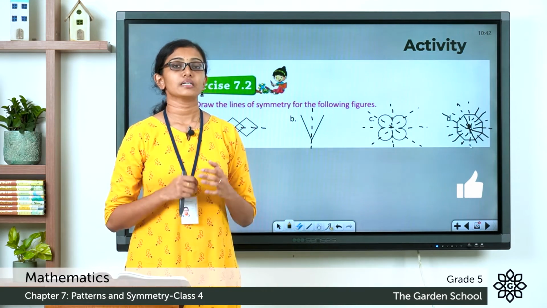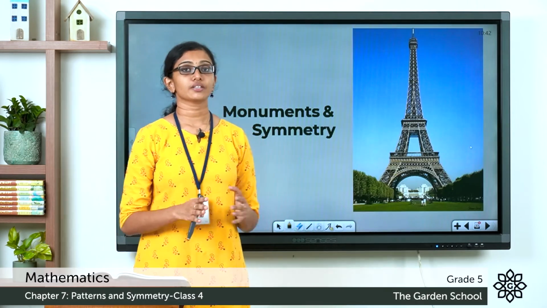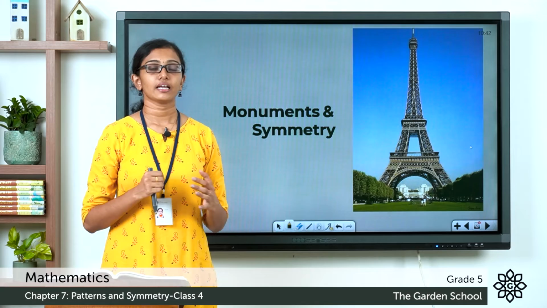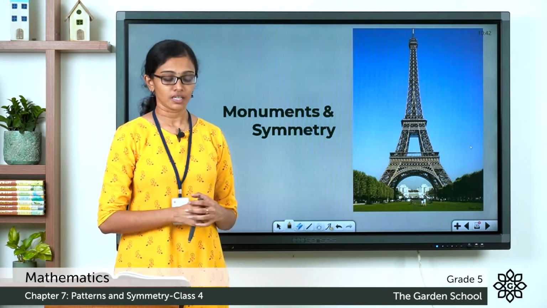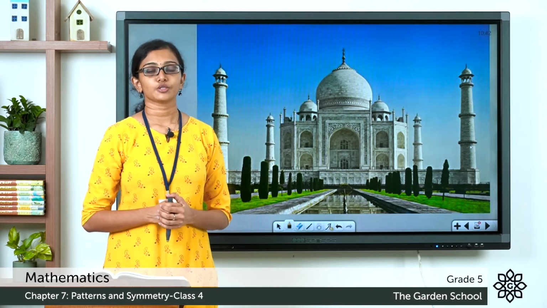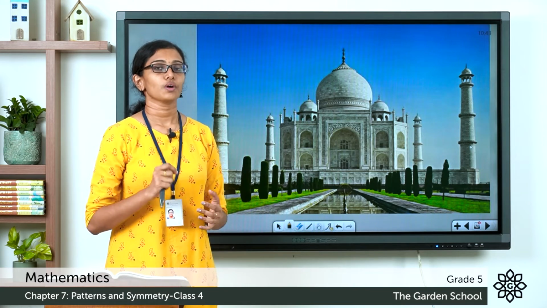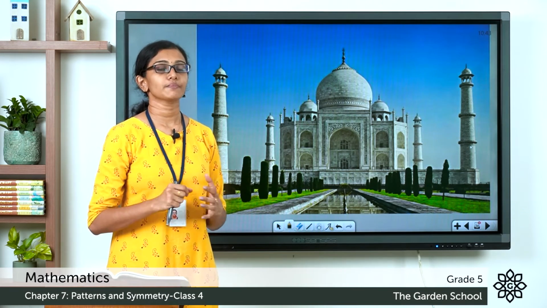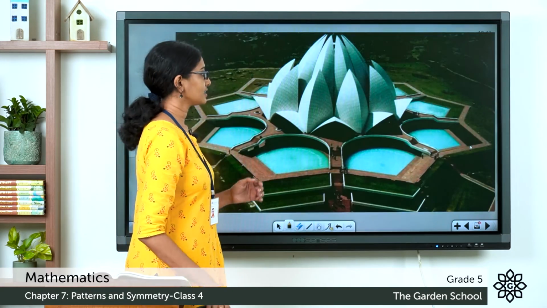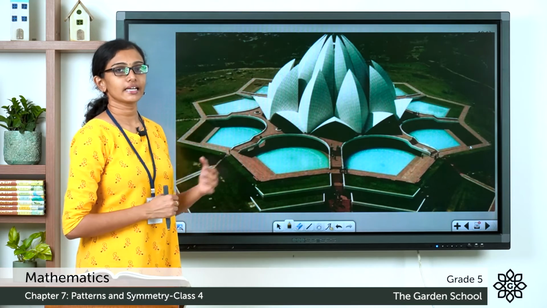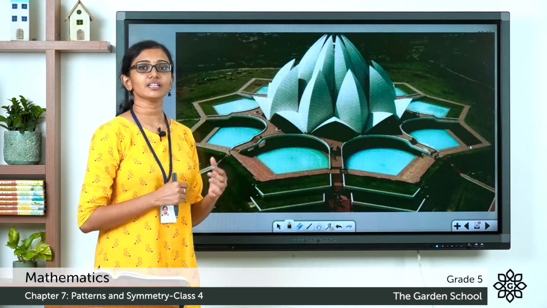Now let's talk about symmetry in architecture. We can find symmetry in architecture all around the world. A lot of monuments around the world are perfect symmetrical structures, like the case of Taj Mahal. All of you know the Taj Mahal. The Taj Mahal is considered as one of the most perfect symmetrical structures ever built in history. Let's see another example. See the Lotus Temple in Delhi. This is also another beautiful example of a perfect symmetrical structure.